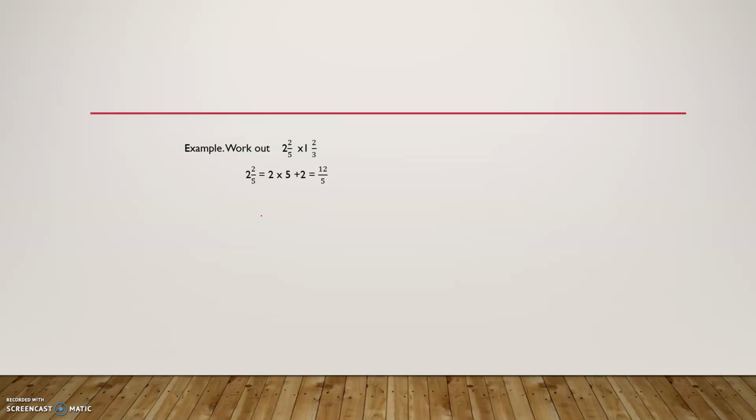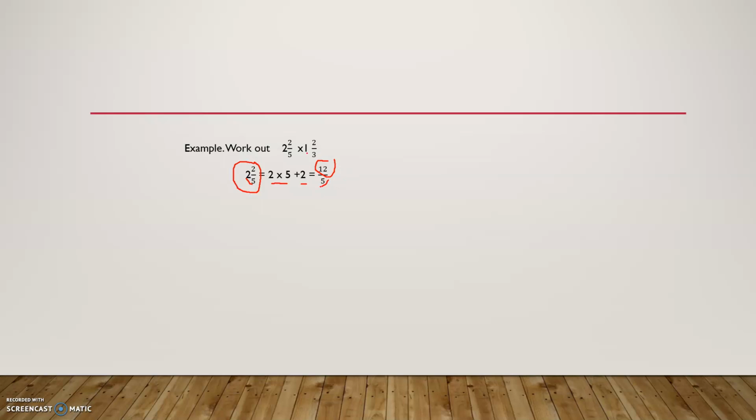Now we've got mixed fractions here, so we need to multiply two mixed fraction numbers. So we've got 2 and 2 over 5 times 1 and 2 over 3. So we can work out the mixed fractions as improper fractions. All we have to do is multiply these two together, and then add the top or numerator. So that will be 2 times 5 plus 2. So that will be 12 over 5.